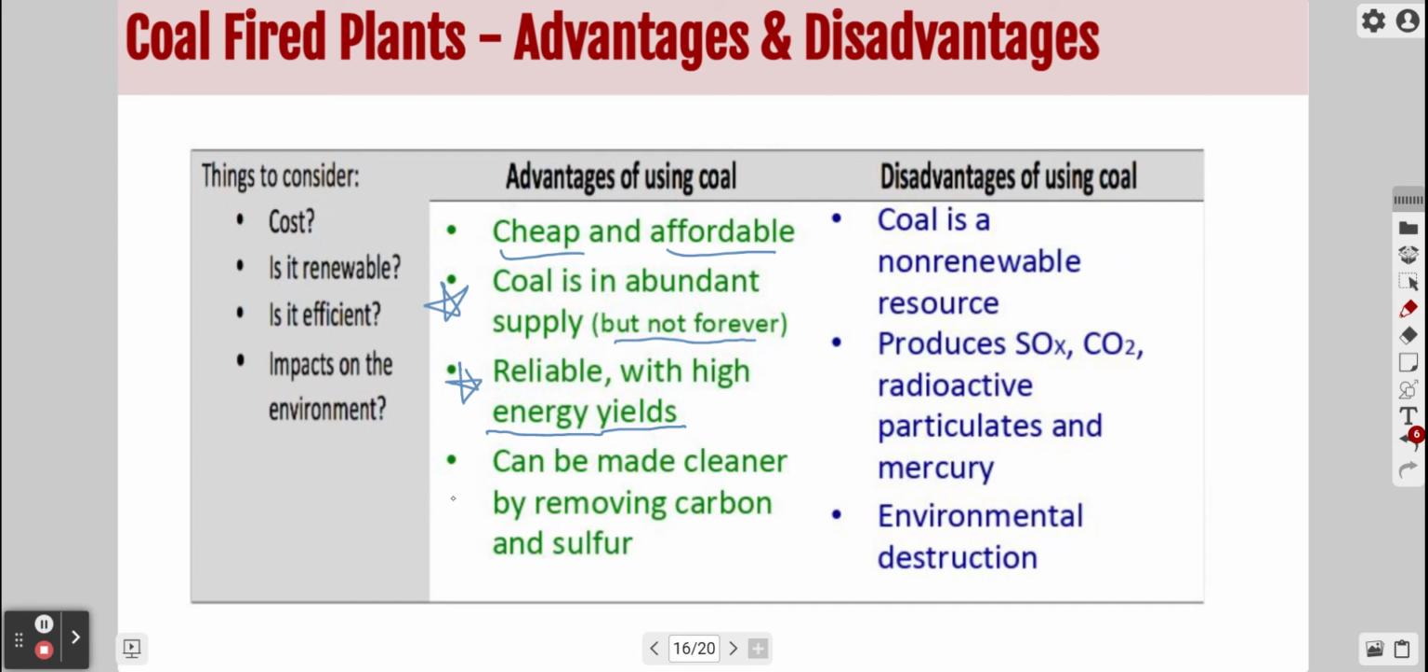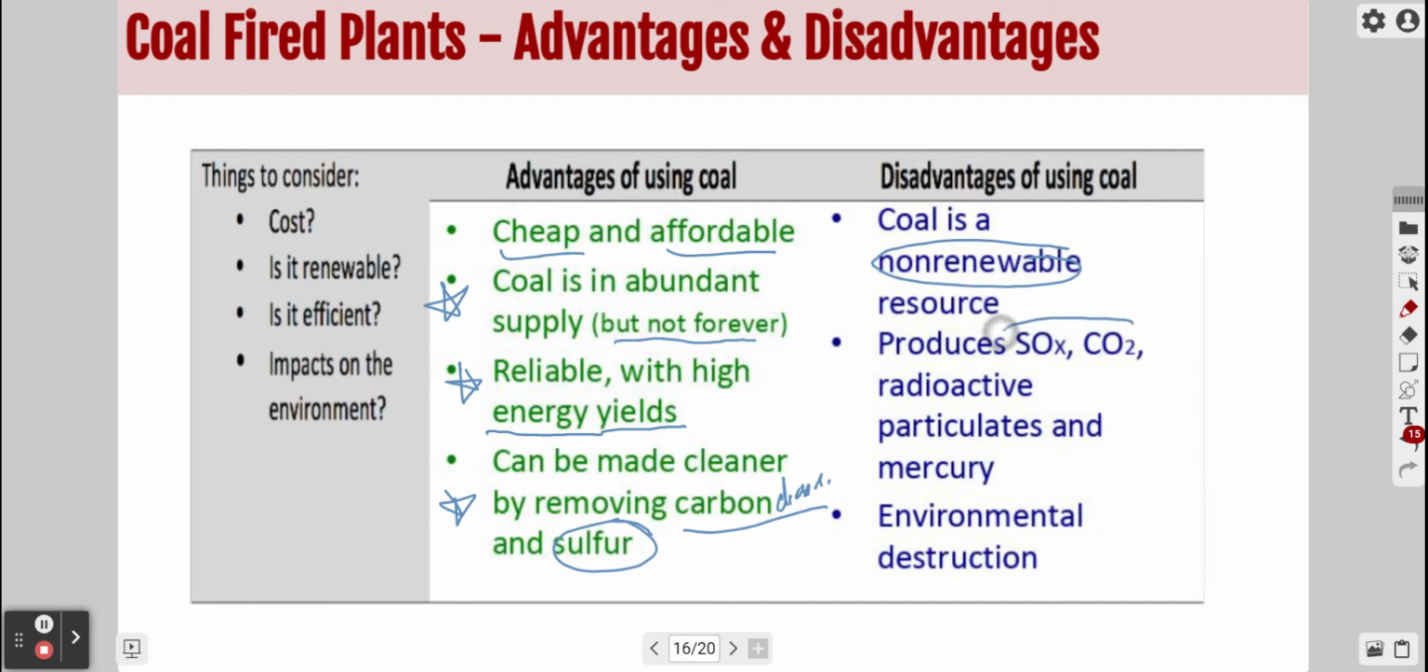It can be made cleaner by removing the carbon. If we capture the carbon dioxide, that should be dioxide. If we remove the carbon dioxide, if we capture it, or we remove the sulfur, that can make the coal cleaner. Unfortunately, it's a non-renewable resource, so it does have a limit to how much there is on Earth.